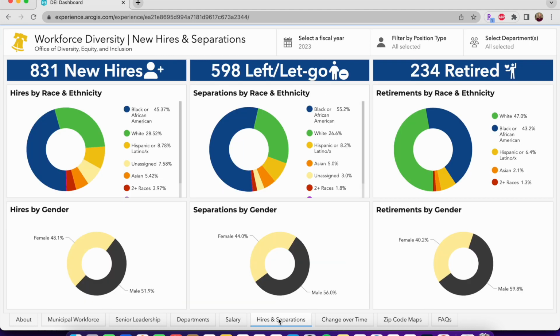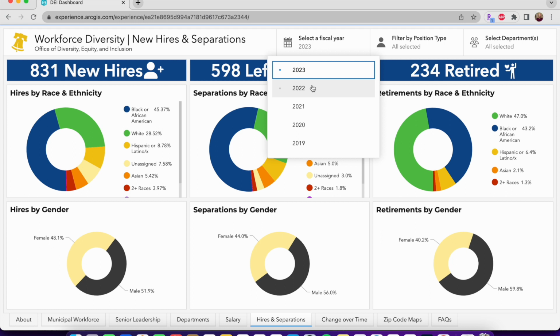Next up, we have a tab for new hires and separations. This data is broken up to show the number of new hires, the number of employees who chose to leave their position or were let go, and then those that were retired as well. We have the data broken down by race and ethnicity towards the top here, and then gender at the bottom.